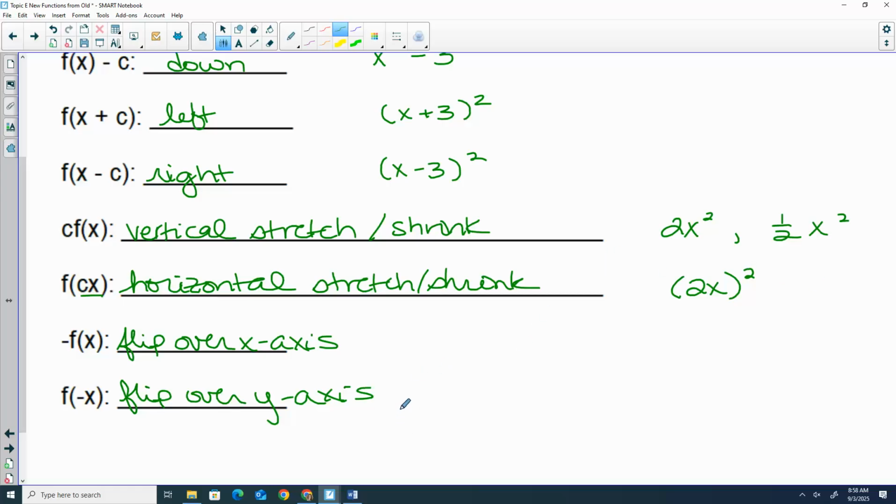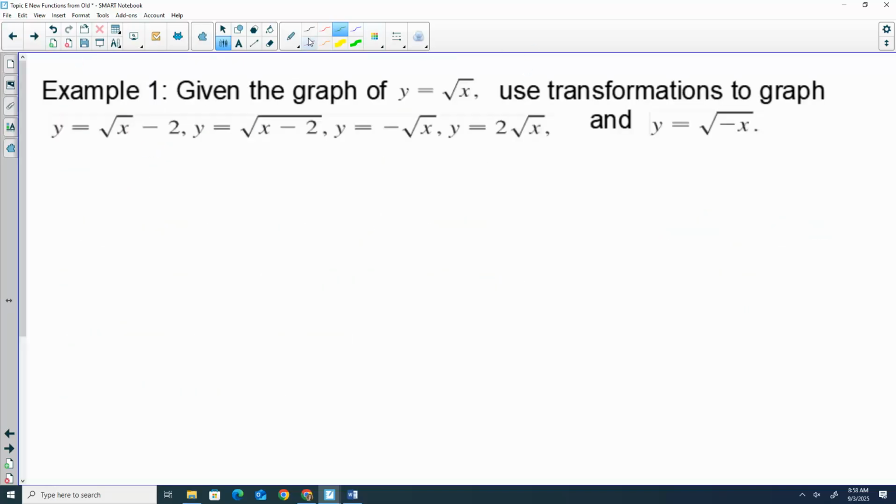Any questions about this? So let's just apply it to an example. I am going to draw one graph and then put a bunch of transformations on here. You're welcome to draw a new graph every time, but I'll see how many I can put on one graph before it gets confusing.